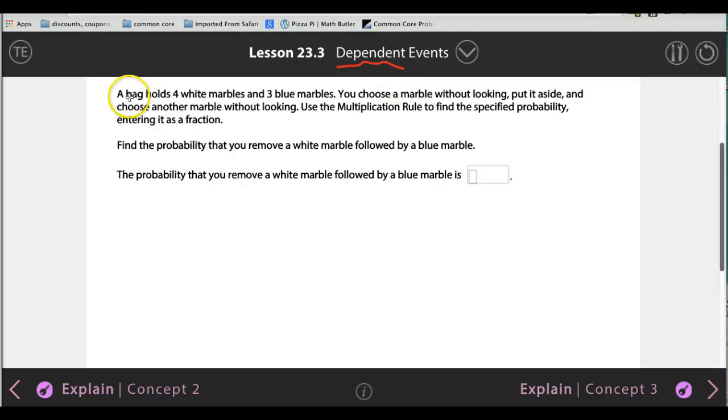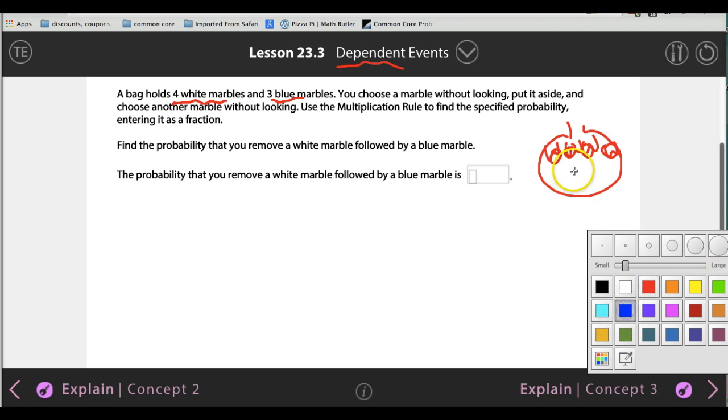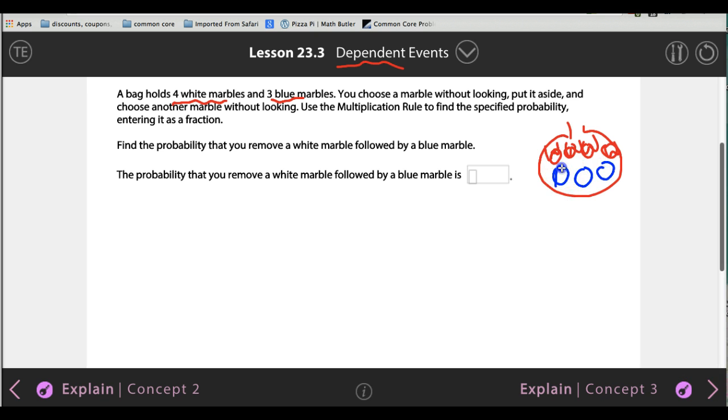Let's use this one. A bag holds 4 white marbles and 3 blue marbles. You choose a marble without looking, put it aside, and choose another marble without looking. So let's think about this. We have a bag, and it's 4 white marbles, and they're all white. I'm going to put W for that. And you have 3 blue. I should have just used a different color. What are you doing, princess? Okay, and then these are the 3 blue marbles, okay?